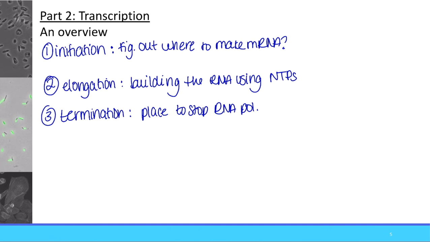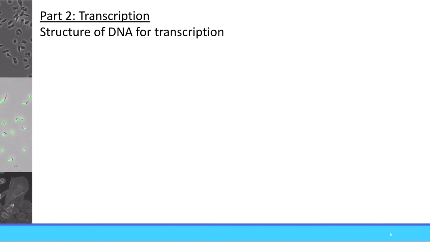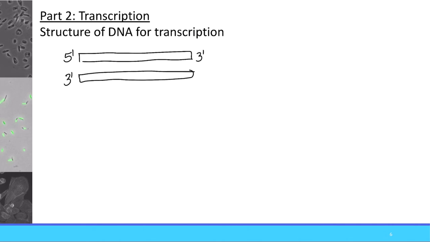So before we get into all of these steps, let's talk a little bit about the structure of DNA for transcription. Of course, DNA is our template, so we're going to draw what that looks like. DNA is double-stranded. It's, of course, anti-parallel, so it is also complementary. We've got hydrogen bonds holding it together. All right, so here is our DNA.